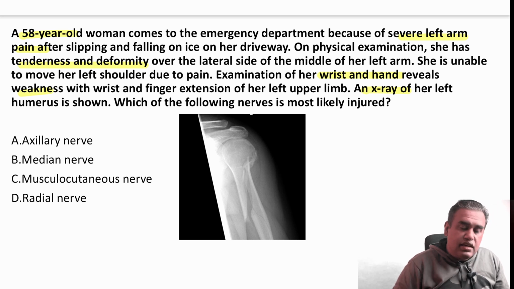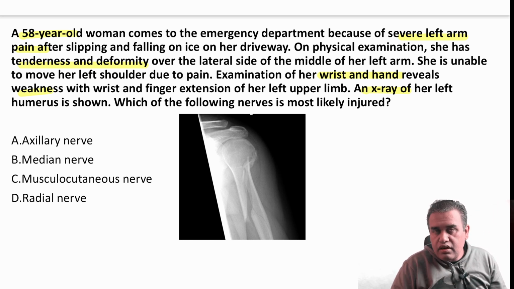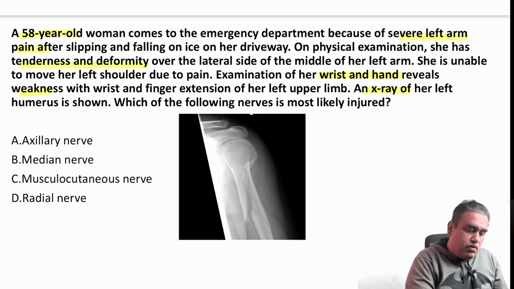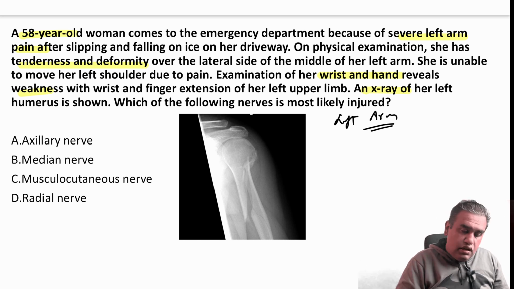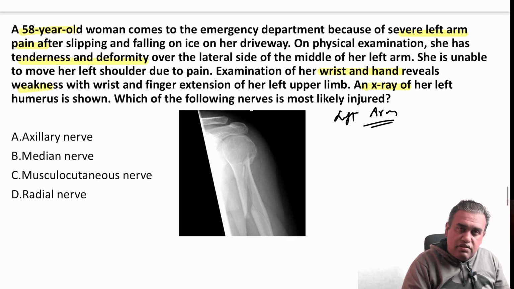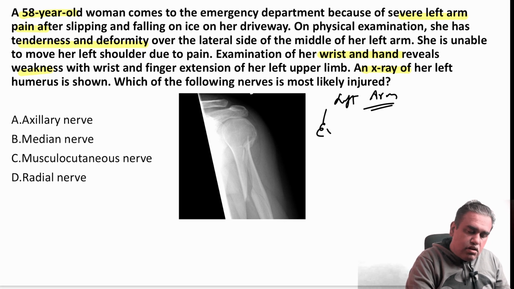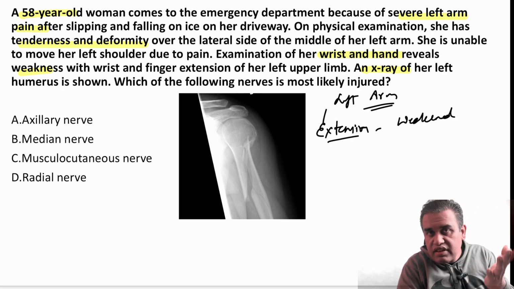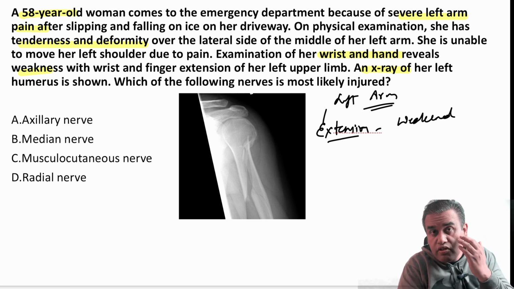Which of the following nerves is most likely injured? Remember, where was the injury? Where was the tenderness? Where was the deformity? They all were present at the middle of the left arm. And what is the clinical finding? Extension is weakened. Now, extension of the wrist and extension of the fingers are done by which group of muscles?